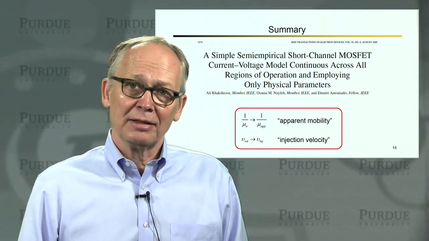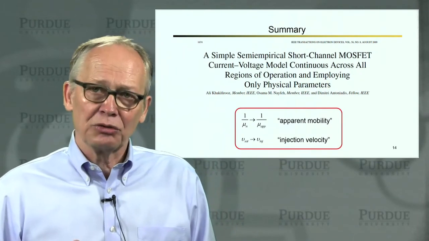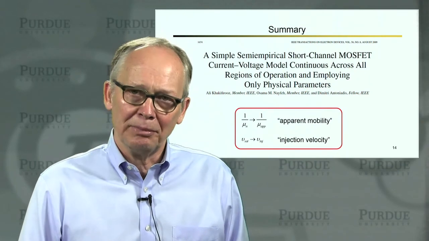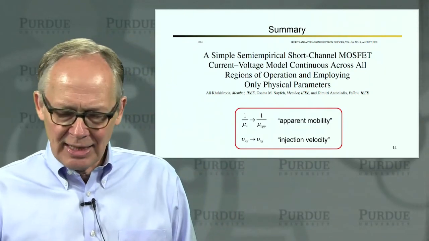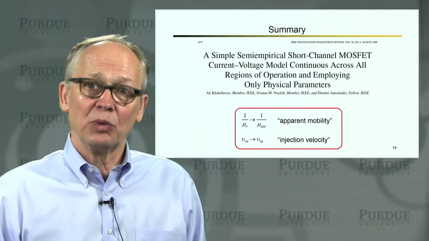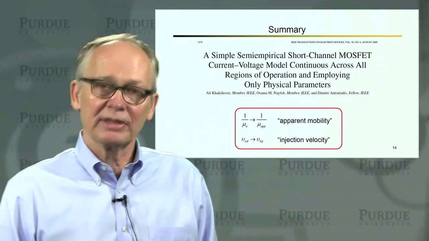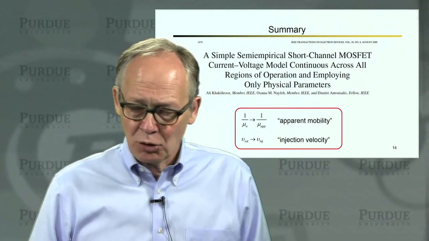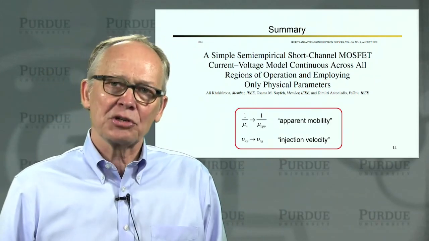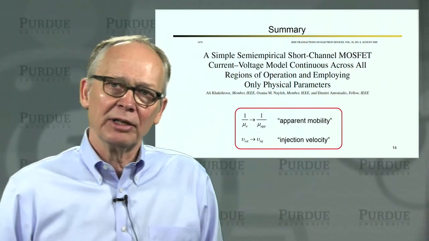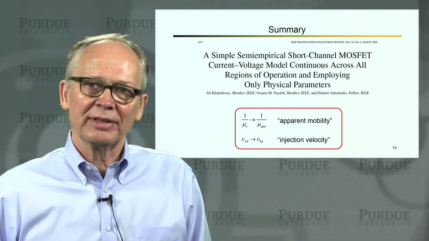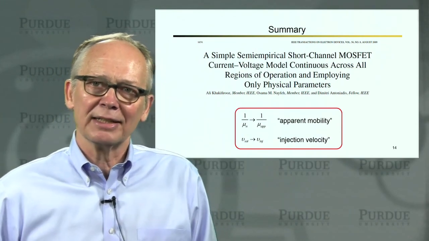And that is really the point of this course. As we go through the course and our understanding of nanotransistors evolves, we'll come back to the virtual source model and we will develop a very clear physical understanding of what this apparent mobility is and what this injection velocity is. So that will be the subject of subsequent lectures. This virtual source model is something that we will carry with us throughout the remainder of the course, and it will sort of be our framework for thinking about transistors as our understanding evolves.